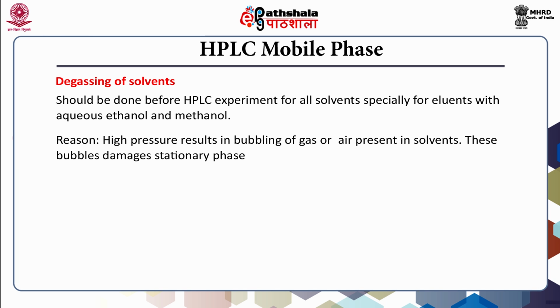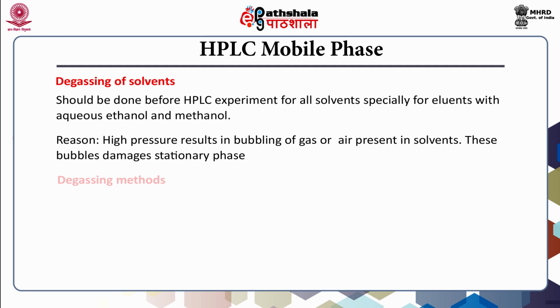Why? The important reason is that we are using high pressure in HPLC. Because of high pressure, it results in bubbling of gas or air present in the solvents, and those bubbles damage the stationary phase. That is why we need to remove the air bubbles from the mobile phase. That happens by degassing.